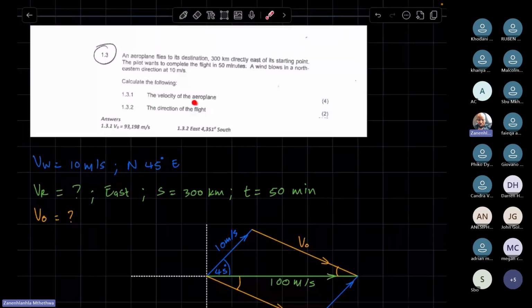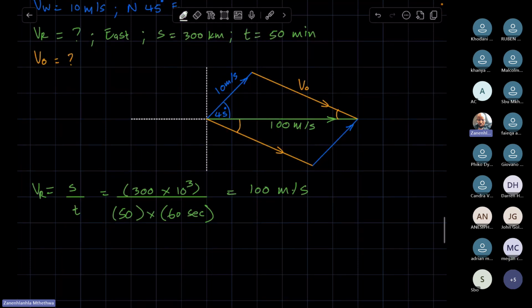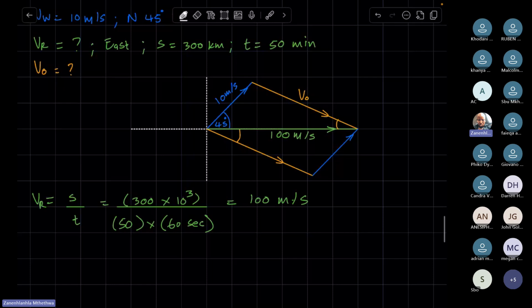They want us to calculate the velocity of the aeroplane. The velocity of the aeroplane is VO. So they want us to calculate VO. In order to do that, I'll be using the vector diagram. Here we will have capital A, capital B, capital C, meaning small letter a, small letter b, small letter c. And then we establish the angle we have.